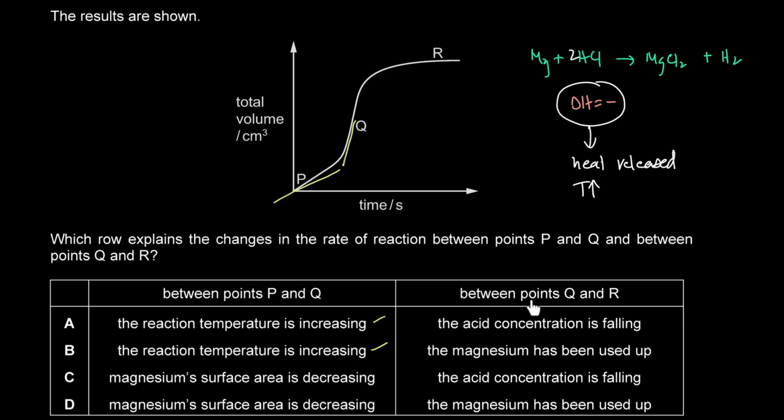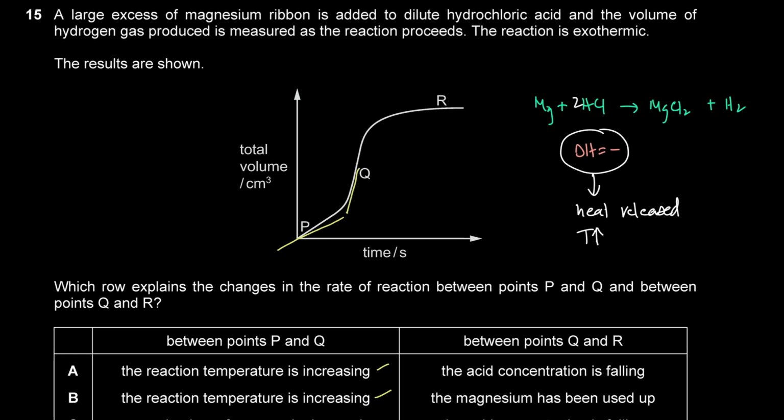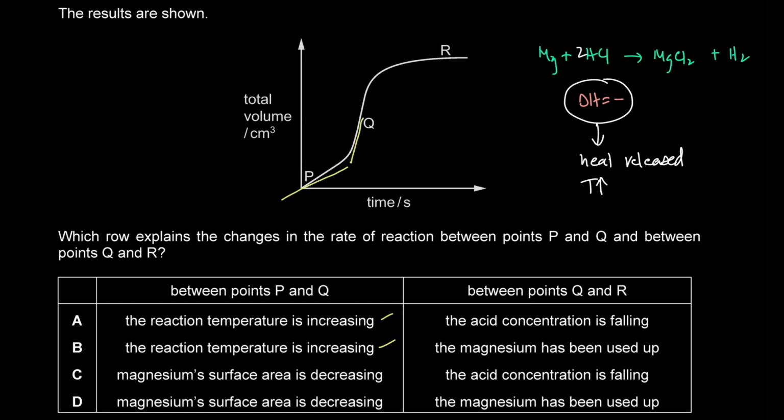And then between points Q and R, the acid concentration is falling. We wouldn't say the magnesium has been used up. The reason why is because we're using a large excess of magnesium ribbon, right? It means that we're going to have magnesium left over. So because the acid concentration is falling, as the concentration decreases, eventually the rate of the reaction decreases. So the graph levels off. So between points Q and R, the acid concentration is falling, which is why the rate of the reaction is decreasing.